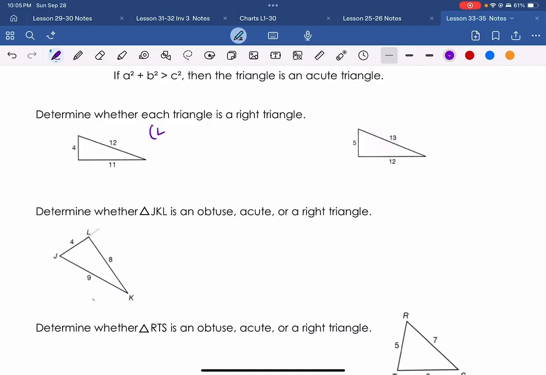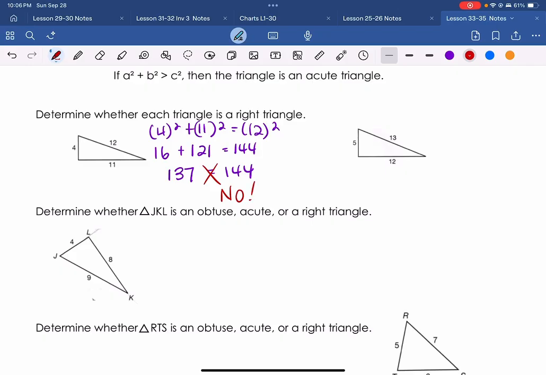So over here we have 4 squared plus 11 squared equals 12 squared. Okay, this is 16 plus 121 equals 144. 16 plus 121 is 137. That does not equal 144. So we're going to say no. It is not a right triangle. Okay, you pause the video and try this one.